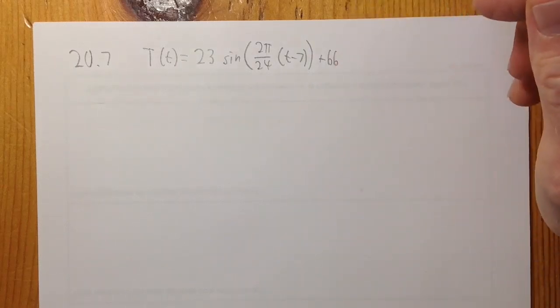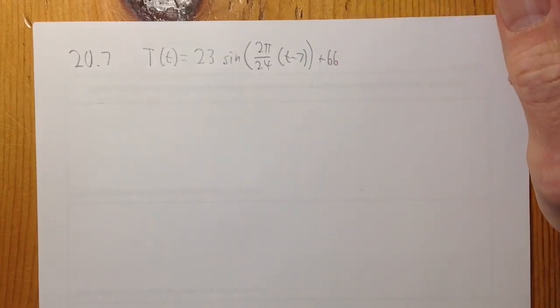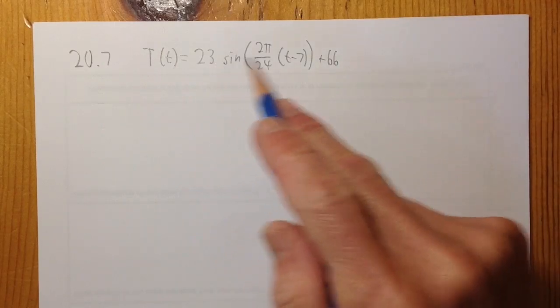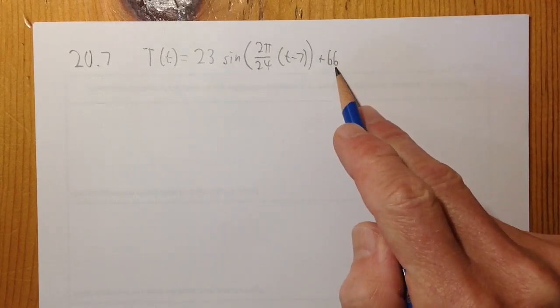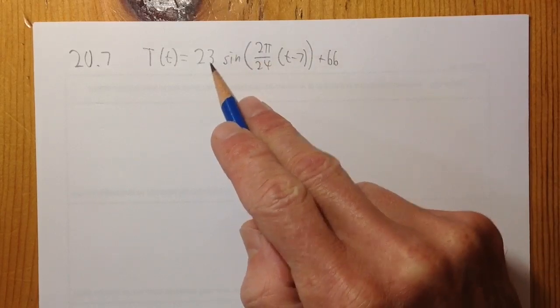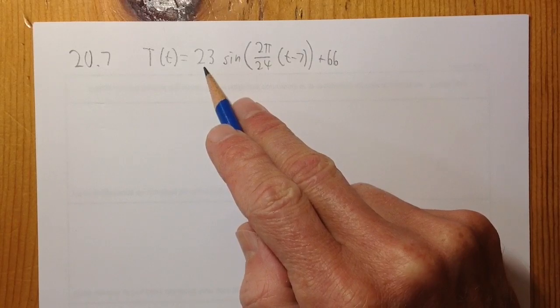Okay, let's look at problem 20.7. Here we have the temperature going up and down around 66 degrees. So the average temperature is 66 degrees. It goes up 23 above that. Our amplitude's 23, so it gets as high as 89.